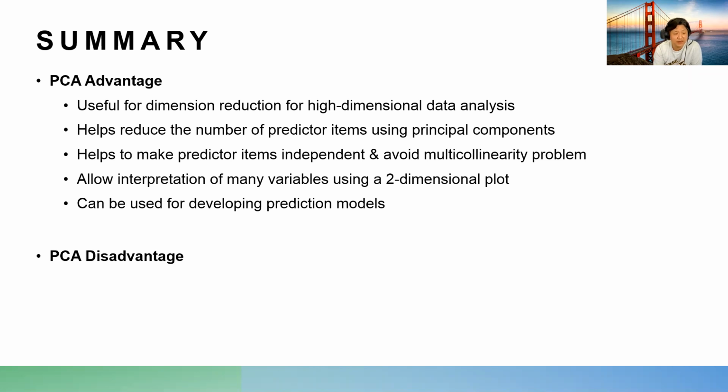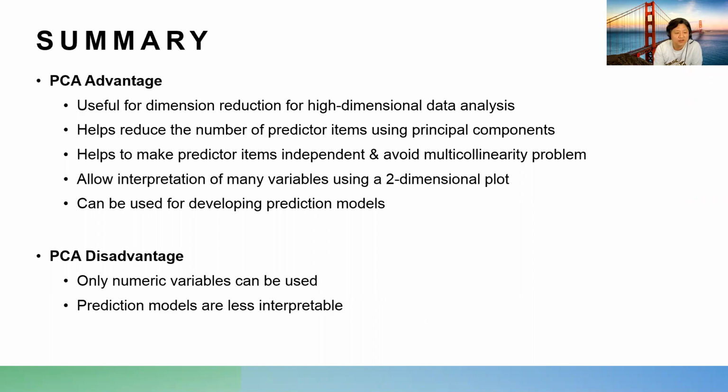But PCA disadvantage, what are the disadvantages? First, it only works for numeric variables. If your variables are categorical or dichotomous, in that case, you cannot apply PCA. So PCA only works for numeric variables. The second, prediction models are less interpretable, which means sometimes it is very tricky to interpret the principal component. Okay, these are some disadvantages.